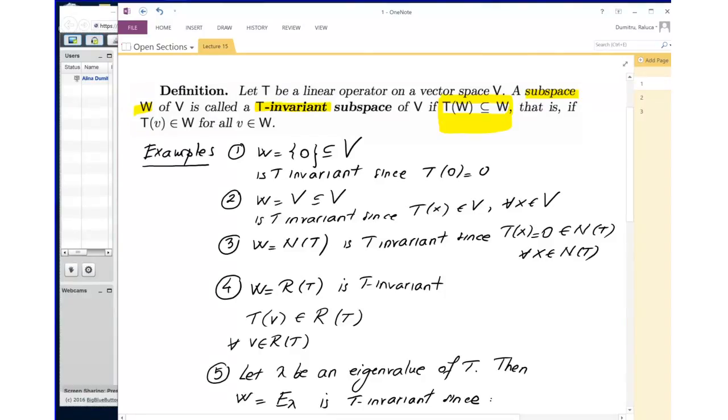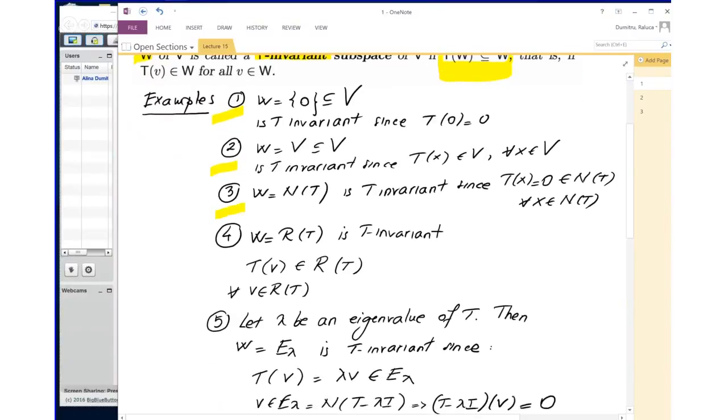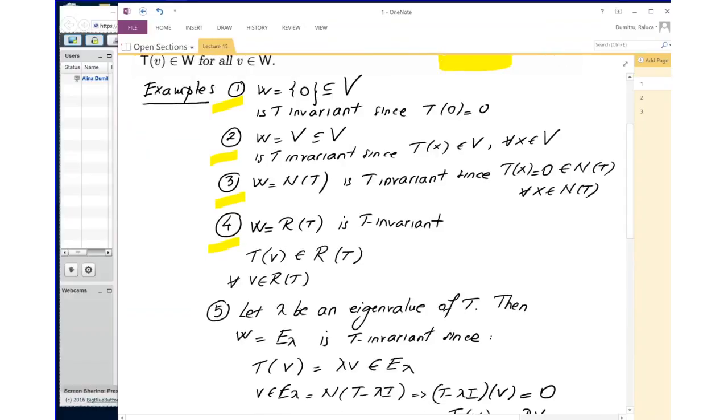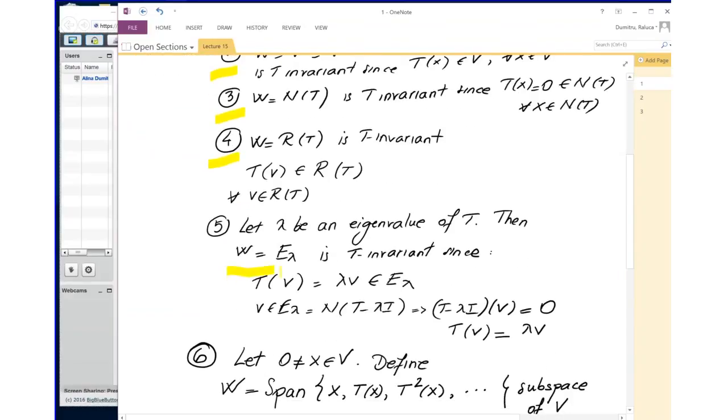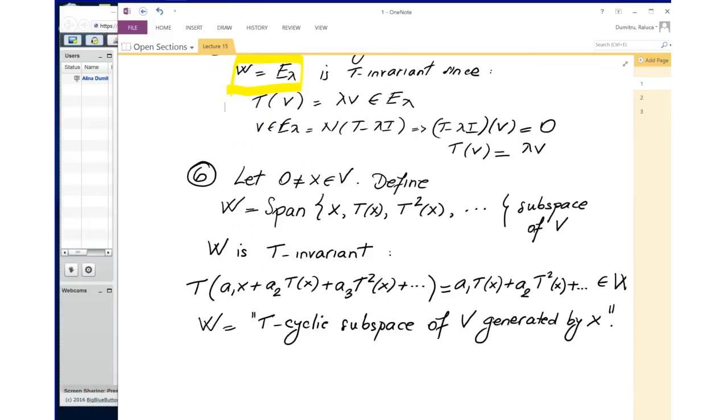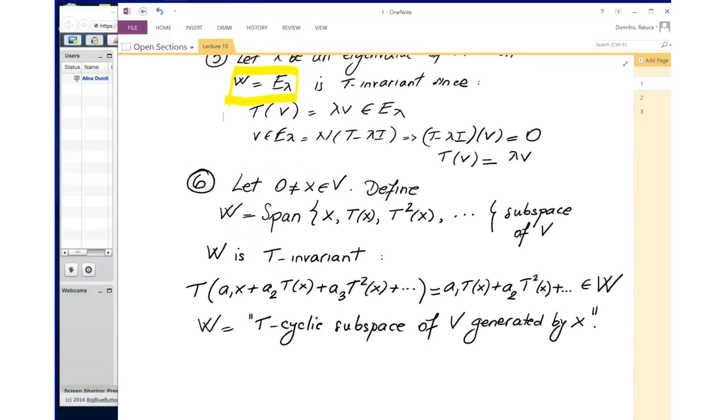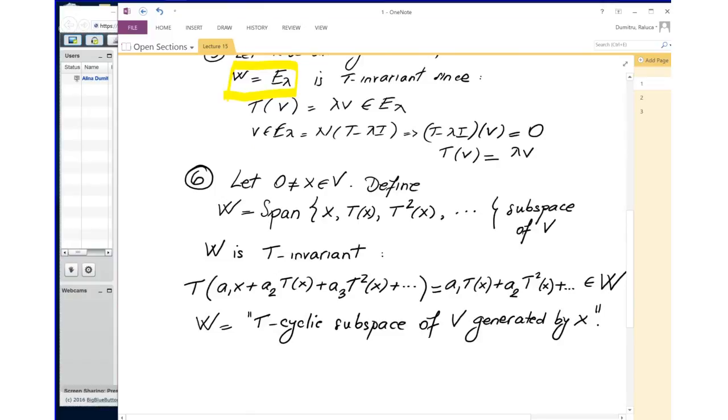All right, then we've seen some examples. So the simplest ones being the extreme cases, right? The zero subspace and the entire space V. Then we looked at the null space, we looked at the range, and also at the eigenspace associated to every eigenvalue. And then we reached this example, which will turn out to be very important in this section. It is the idea of a T-cyclic subspace of V generated by a non-zero element x.